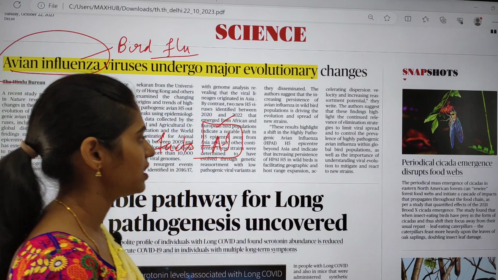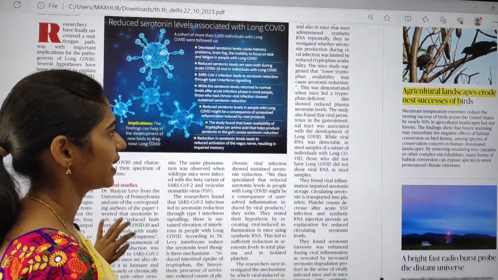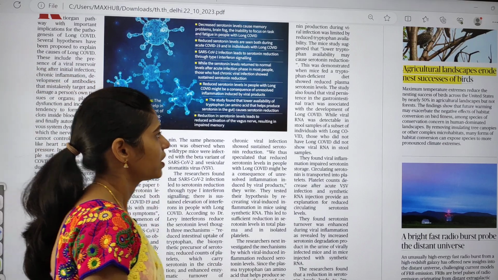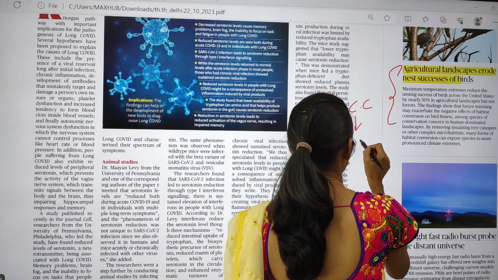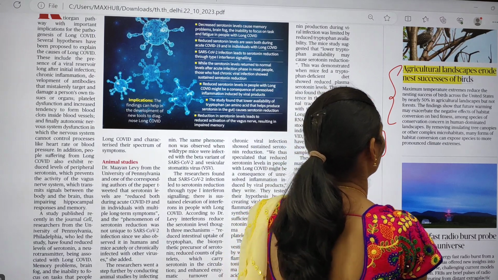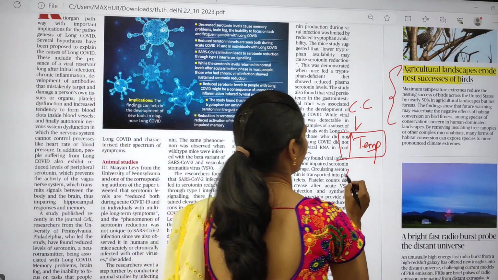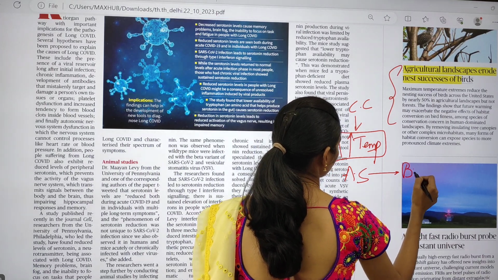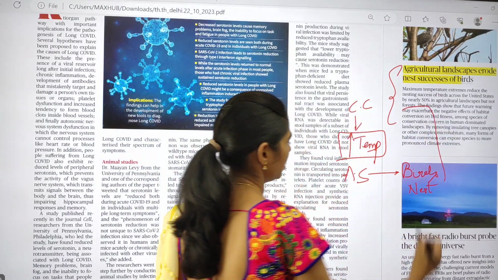Okay, and here you can see in the snapshots there are some articles. The first one is agricultural landscapes erode nest success of birds. Because of climate change, now we are seeing an increase in temperature, right? This increase in temperature is affecting the landscapes, agricultural landscapes, and these agricultural landscapes also have an impact on birds and bird nests. Okay, so this is the thing.